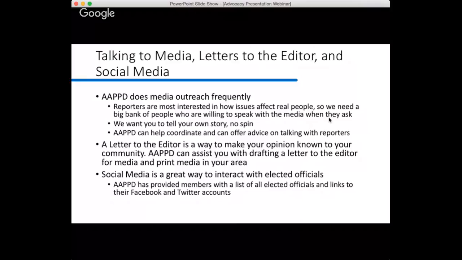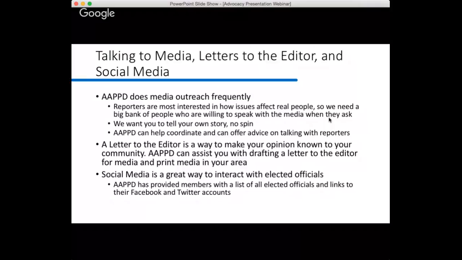And in addition to that, social media is now a great way to interact with elected officials. So more and more we are moving toward visual, something that is quick and easy, and many people use Facebook and Twitter. So APAD has actually provided its membership with a list of elected officials and the links to their Facebook and Twitter accounts where they exist.